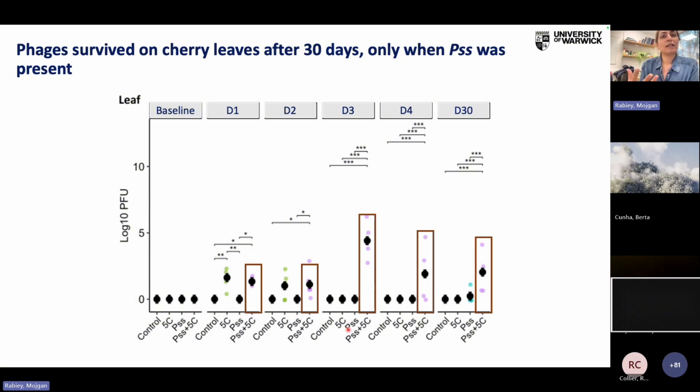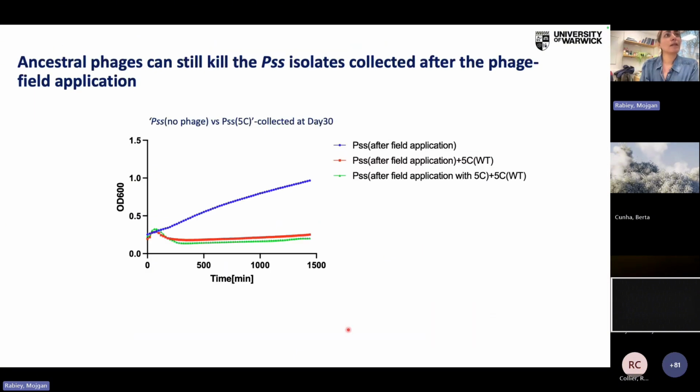So we know that if we don't have any pathogen, there's no phage. To understand if resistance emerged to phage application in the bacteria population, we re-isolated our PSS that we put in the field, whether the PSS alone or PSS after phage application, and we challenged them again with wild type phages.